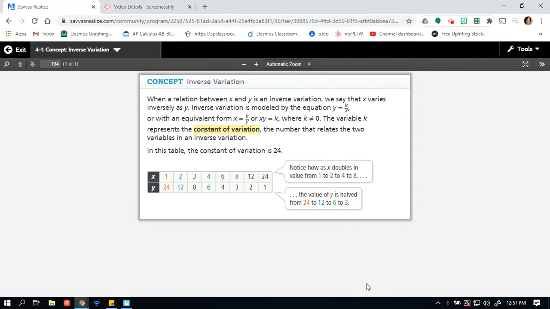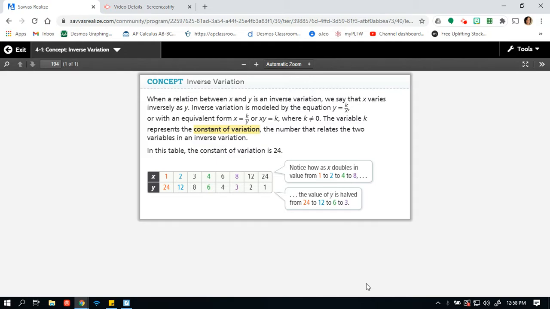Hello everybody and welcome to topic 4 lesson 1 example 2 and the concept of inverse variation. This is in the enVision Algebra 2 math book. So in this concept, and this would be a great thing to write in your notes, when a relation between x and y is an inverse variation, we say that x varies inversely as y.